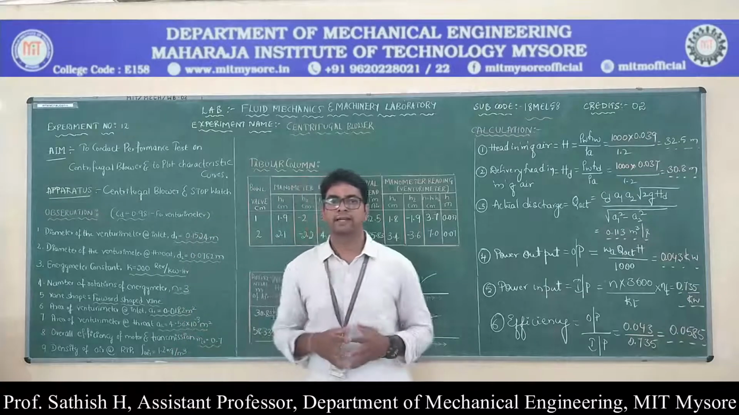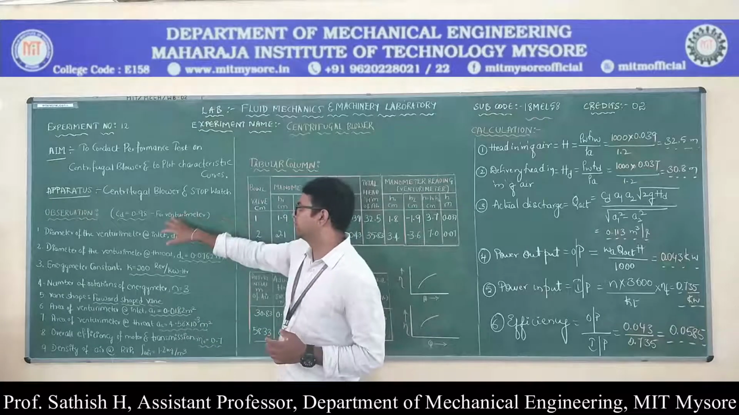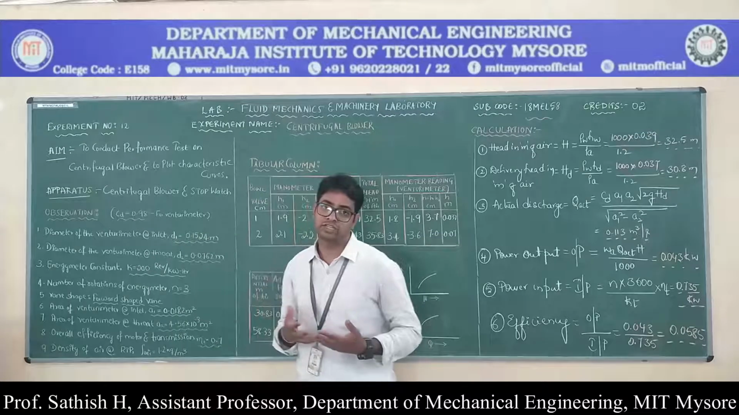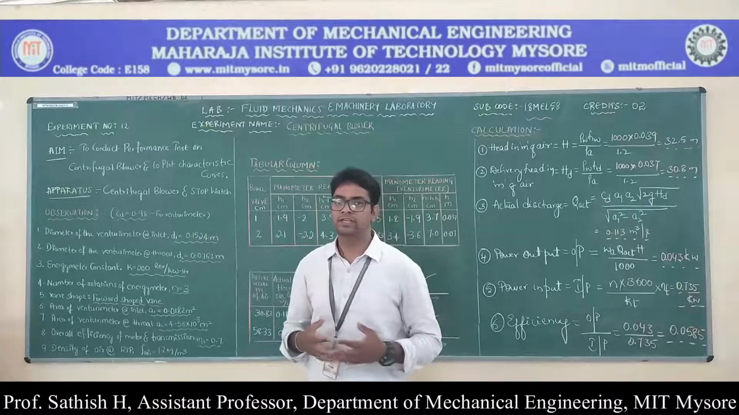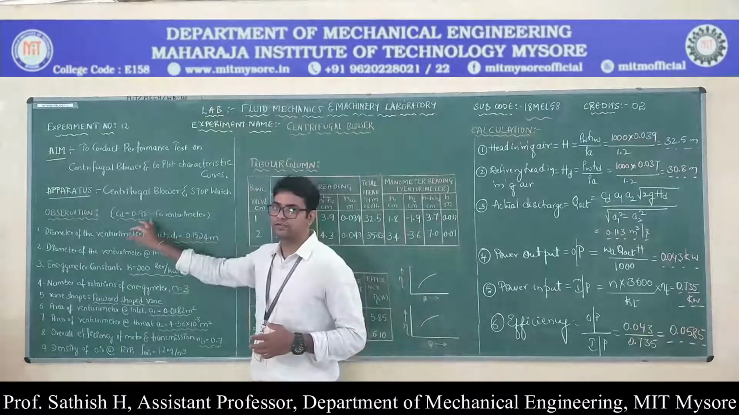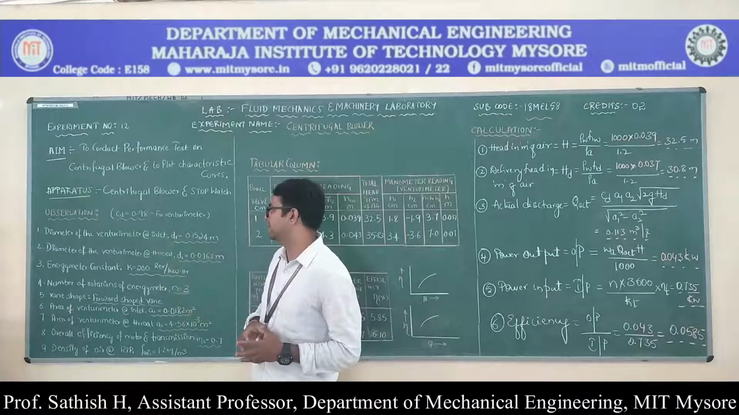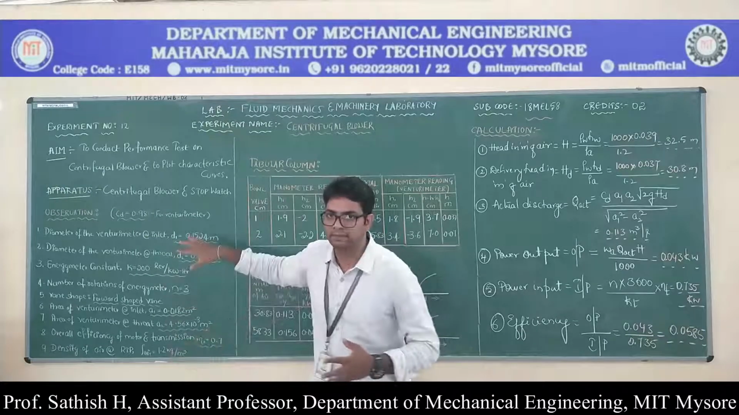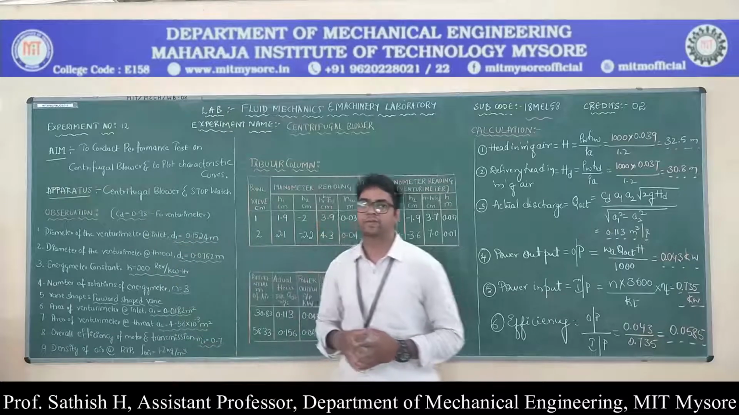For calculation purposes, we need the CD, that is the coefficient of discharge. Since we are using the venturimeter, in order to calculate the flow rate we need this CD, which is equal to 0.98 for the venturimeter. These are the observations we recorded from the experiment.